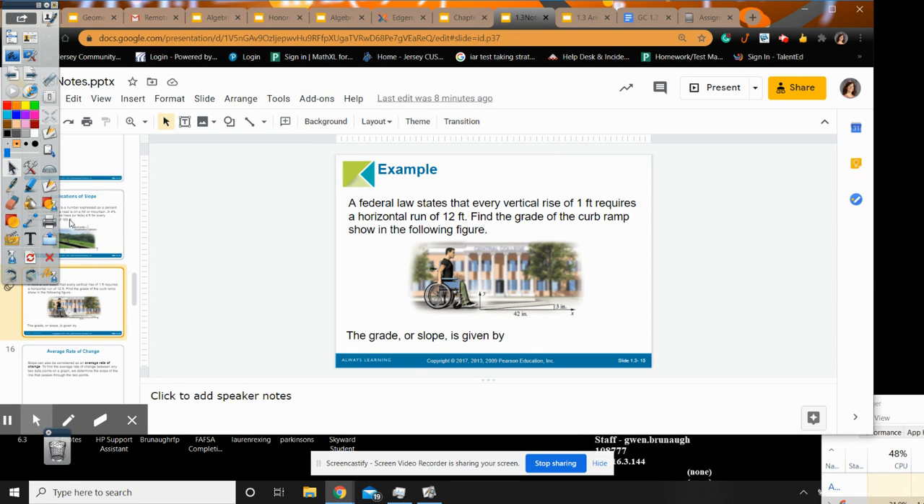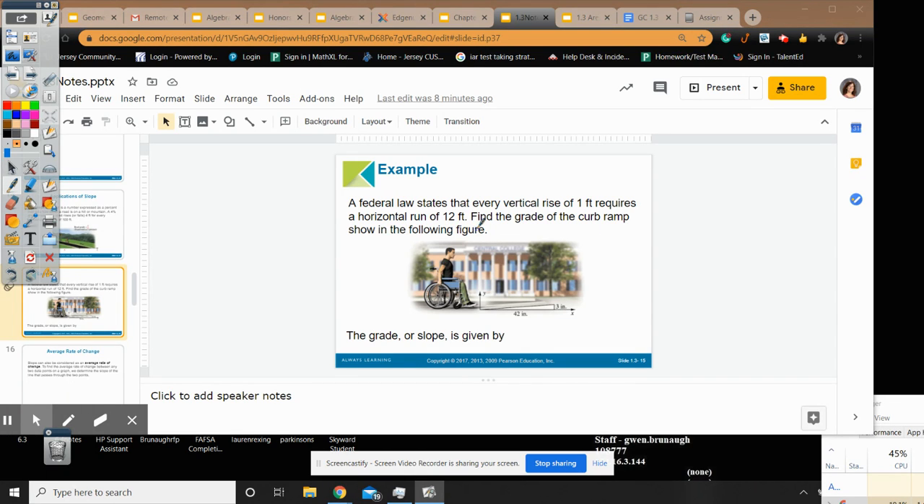So a federal law states that for every vertical rise of 1 foot, a horizontal run of 12 feet is required. Find the grade of the curb ramp shown in this figure. So if the rise is 3 inches and the run is 42 inches, what would the slope be? Well, it's 3 over 42, which you can simplify. You can divide both the top and the bottom by 3, or you can hit 3 divided by 42 and hit math 1 in your calculator, and you're going to get 1/14 for the slope.